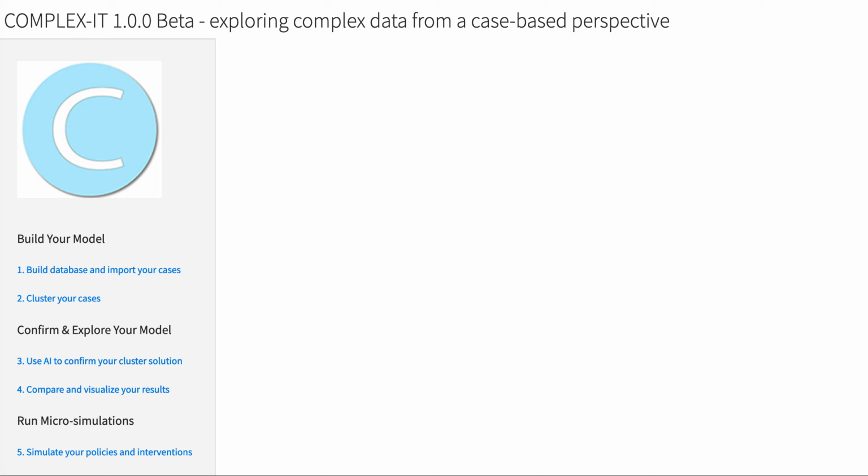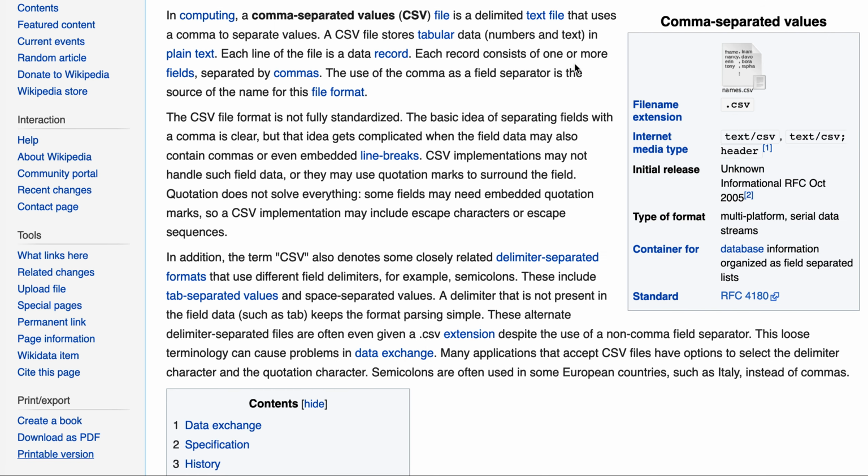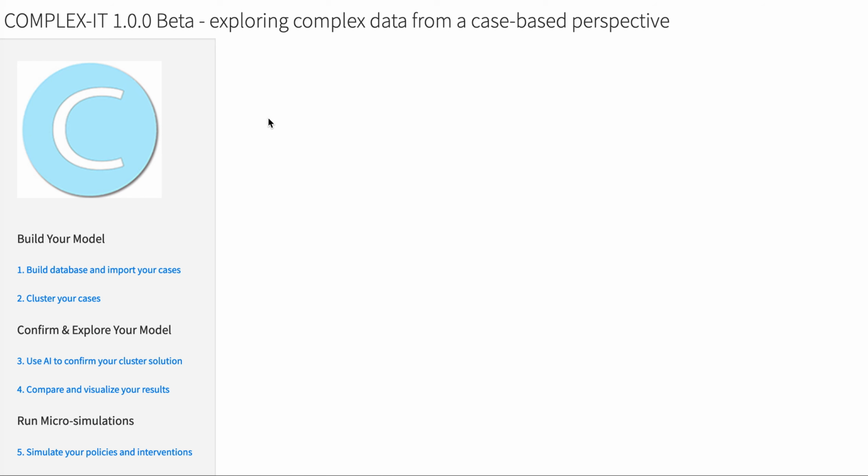The purpose of this video is to give you a basic understanding of how you prepare your data and upload it into Complexit. Complexit uses basically a CSV file format, which is short for comma-separated values. That's not to say that Complexit can't use other approaches.